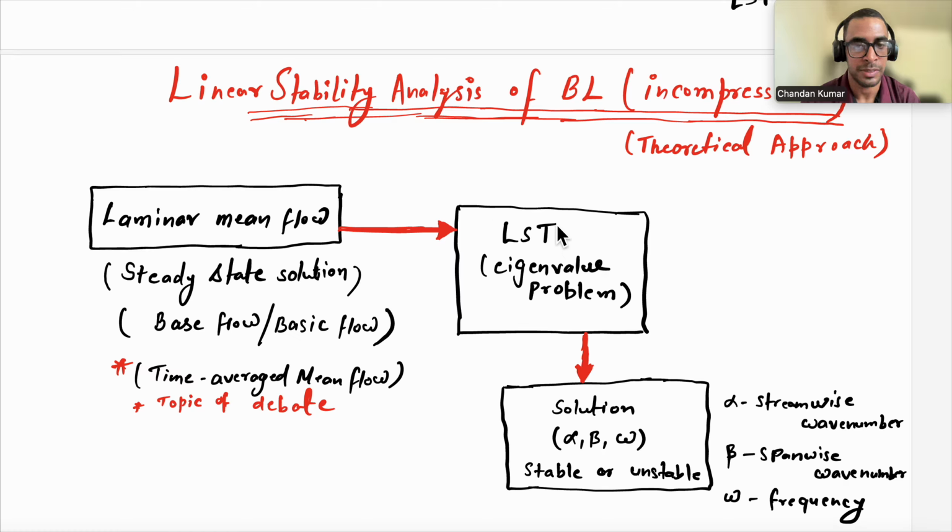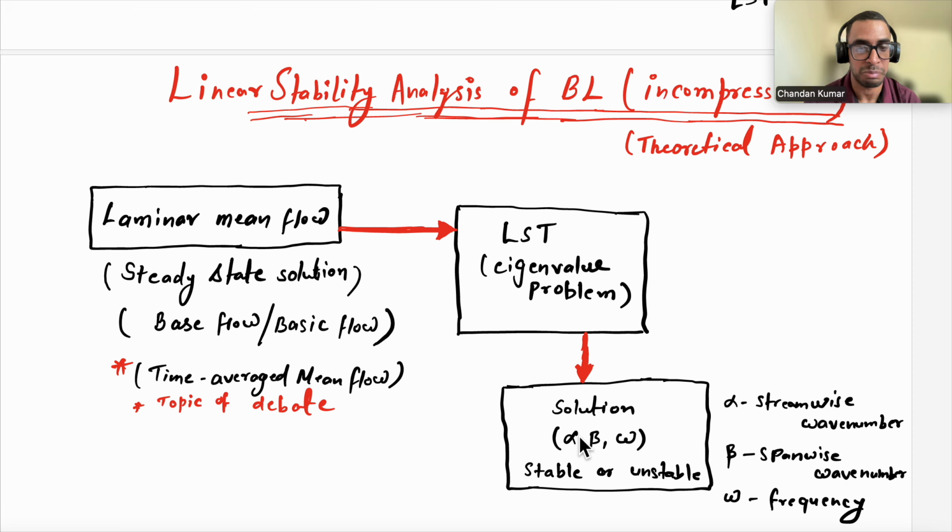We perform the linear stability analysis by using the linear stability theory, which reduces to an eigenvalue problem, and this gives a solution in terms of alpha, beta, and omega, which are the streamwise wave number, spanwise wave number and frequency. Depending on the sign of these variables and their values, we quantify the flow as stable or unstable.